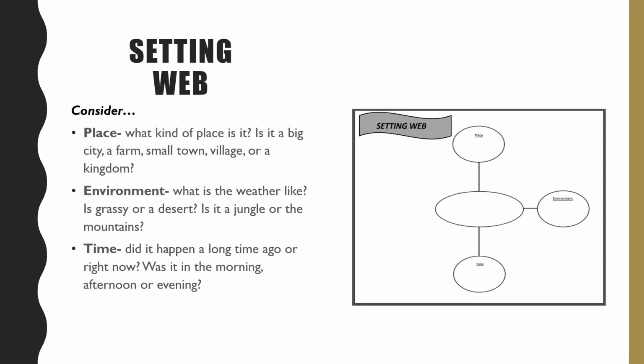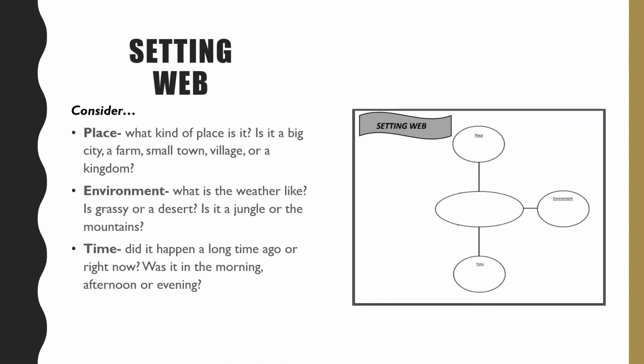And then the next thing is environment. This could mean a lot of different things, but when we talk about it in a setting web, what we're talking about is that we are thinking about what's the weather like? Is it grassy? Is it desert? Is it jungle? Is it mountains? What kinds of things do we see in nature in the place that we are?